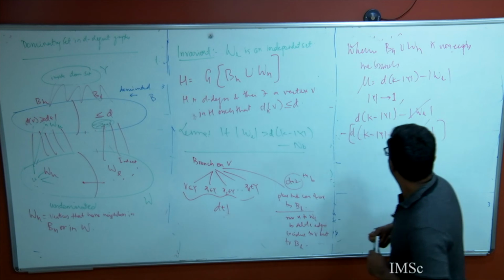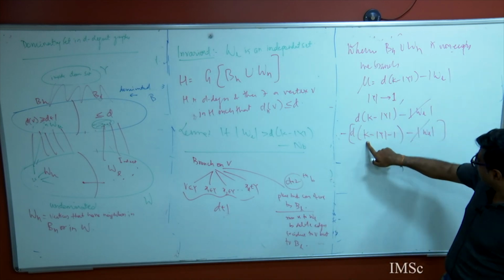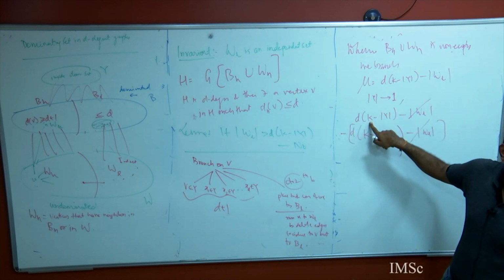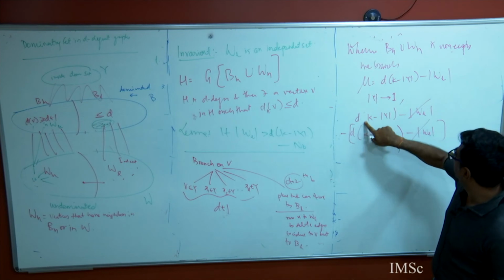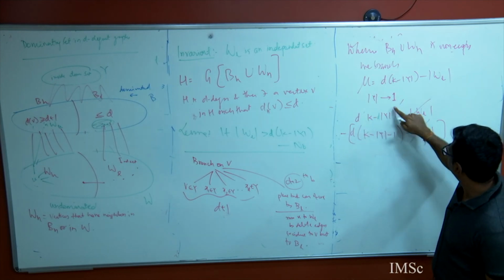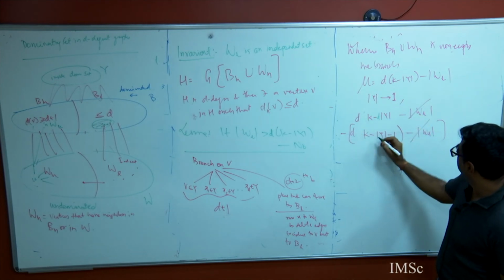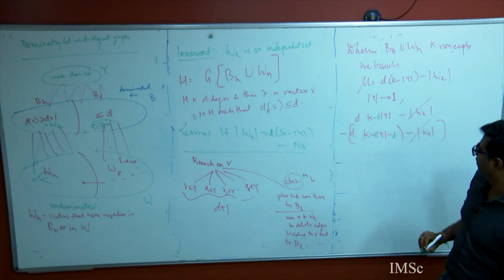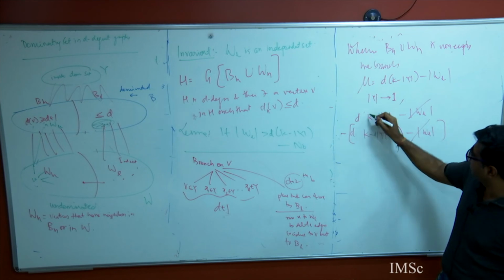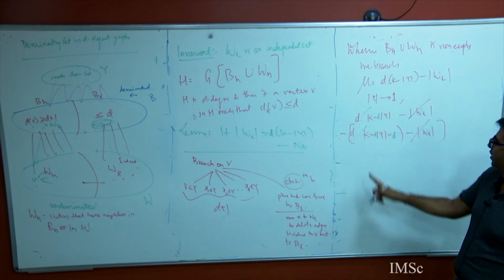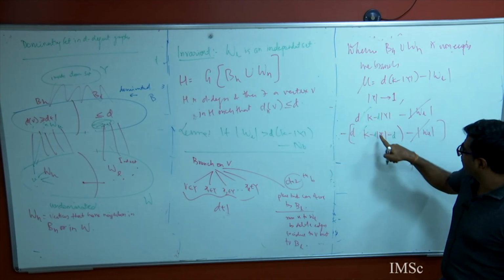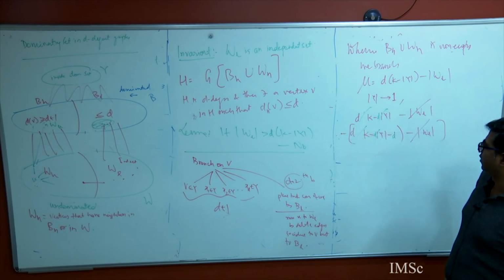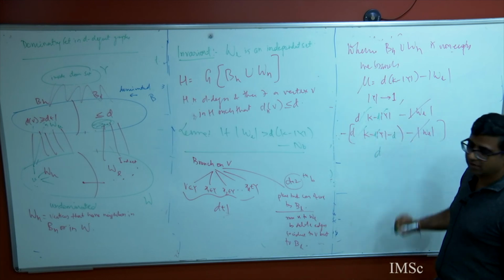Minus dk plus dk, right? So I can write this as dk minus dy. Let's write this: dk minus dy minus d. So minus dk plus dk, this will cancel. Minus dy plus dy, this will cancel. So it will change by d.